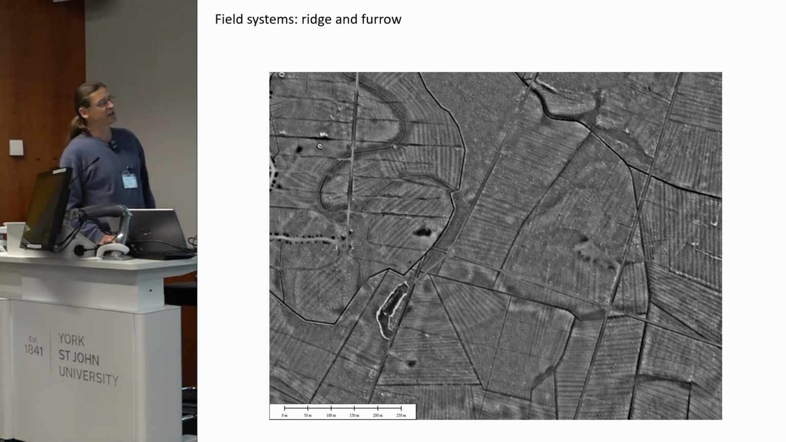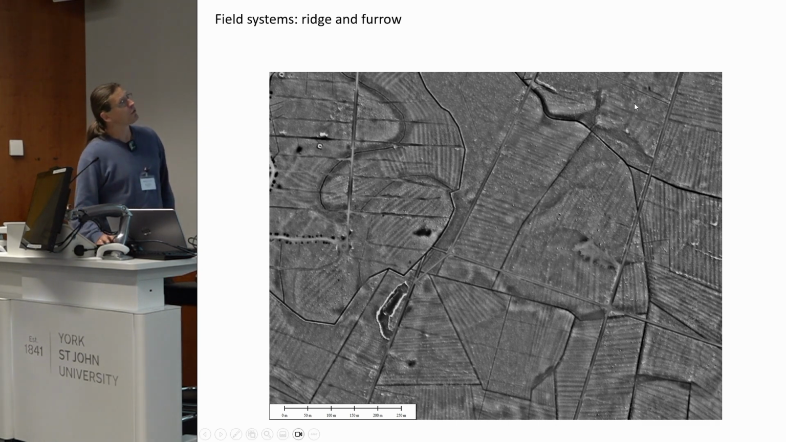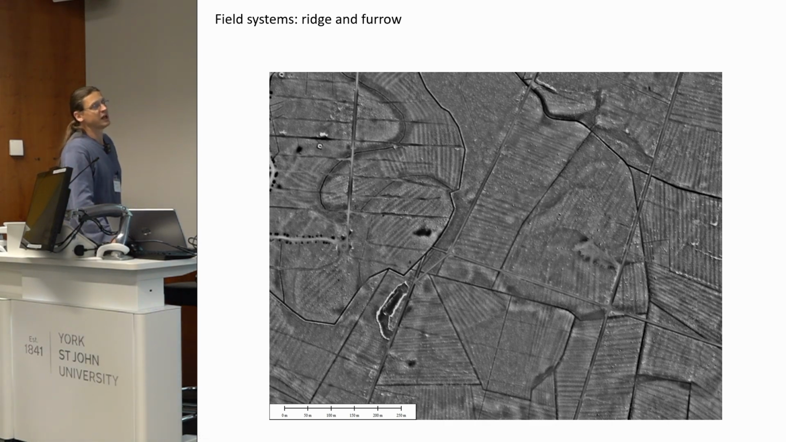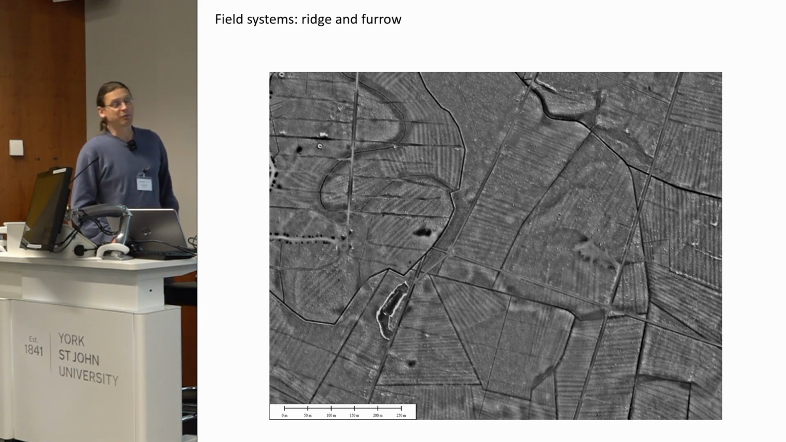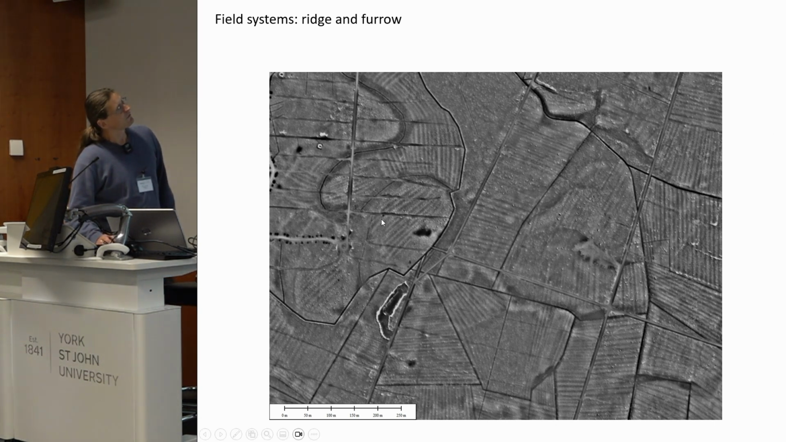Then we have field systems. In this area, it's almost entirely ridge and furrow. And when you look at this, you always see some differences. On the right-hand side, you have blocks of ridge and furrow where the stripes are very straight, and the boundaries of the blocks are very straight. It looks very orderly. On the left-hand side, you have stripes that are more curvilinear. They're not really delineated by straight lines.